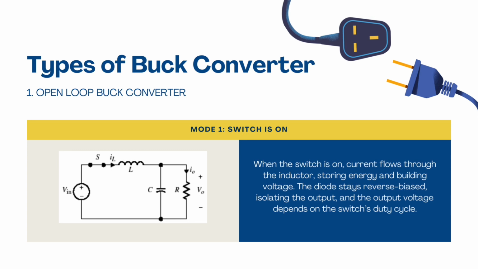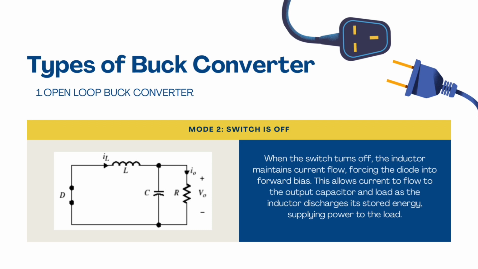The first one is open loop buck converter. In this buck converter, there are two modes. The first one is mode 1, when the switch is on. So when the switch is on, the current flows through the inductor, storing energy and building voltage. The diode stays reverse biased, isolating the output, and the output voltage depends on the switch duty cycle.